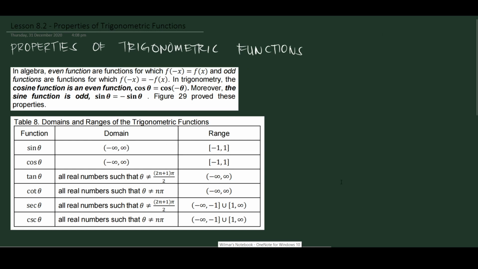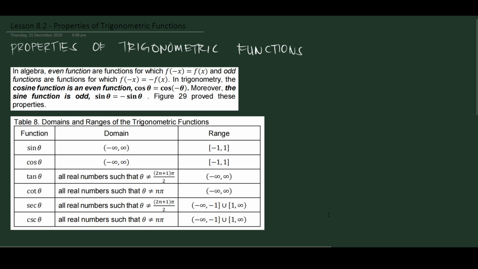Okay, hello everyone. Let us now discuss properties of trigonometric functions. So let's read the first line. In algebra, even functions are functions for which f of negative x is equal to f of x, and odd functions are functions for which f of negative x is equal to negative f of x. We will see this later in an example.